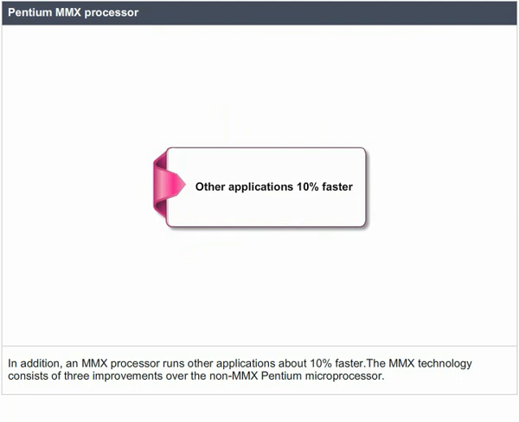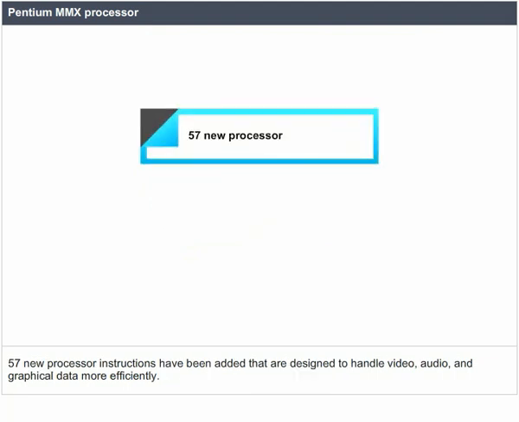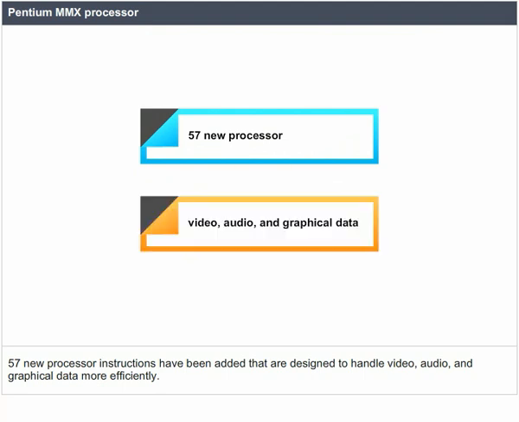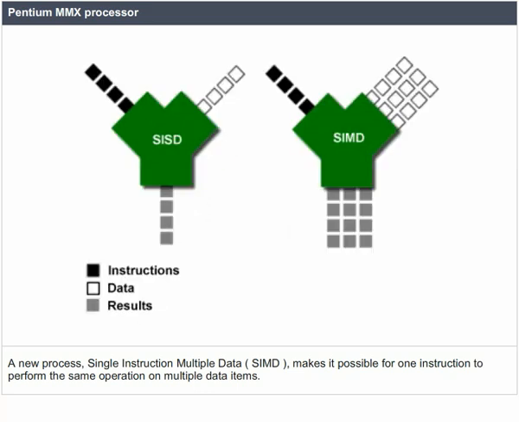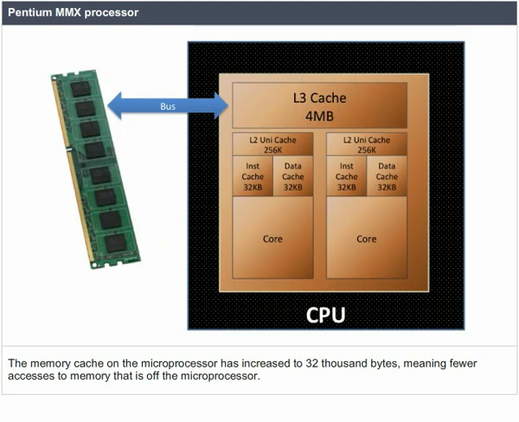The MMX technology consists of 3 improvements over the non-MMX Pentium microprocessor. 57 new processor instructions have been added that are designed to handle video, audio, and graphical data more efficiently. A new process, Single Instruction Multiple Data (SIMD), makes it possible for one instruction to perform the same operation on multiple data items. The memory cache on the microprocessor has increased to 32,000 bytes, meaning fewer accesses to memory that is off the microprocessor.